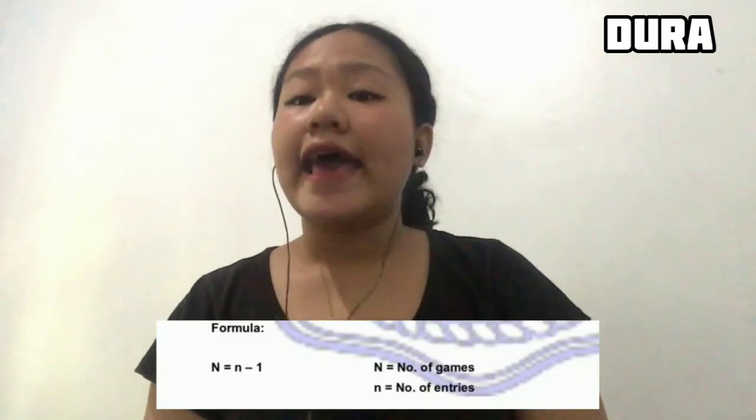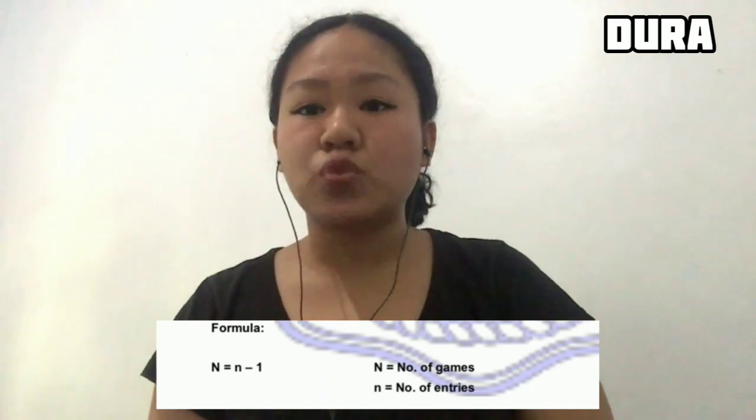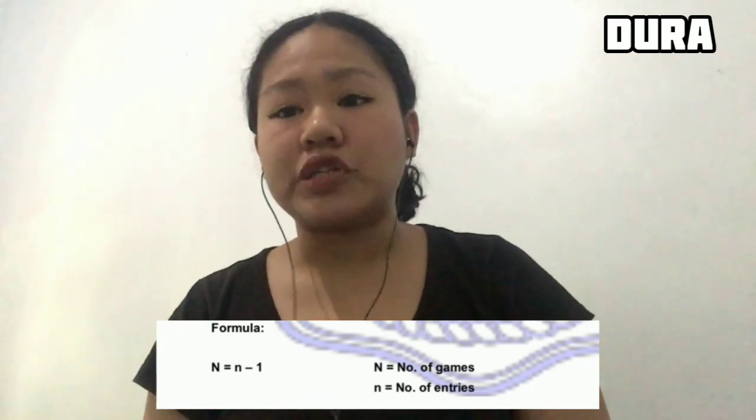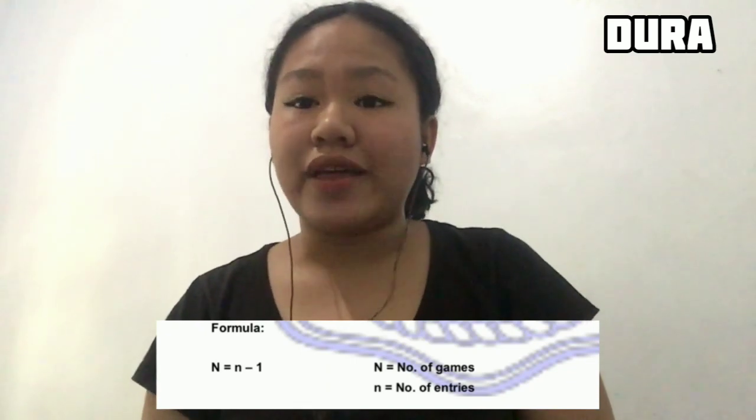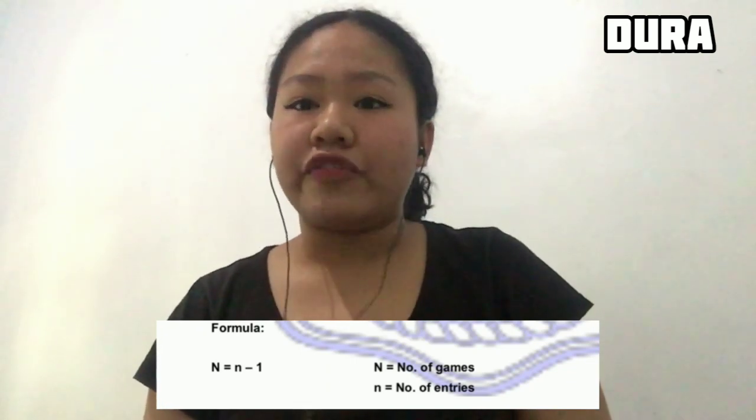Single elimination refers to a system where a team has to be defeated once in order to be eliminated. But in order to get the number of games, the formula has to be used. It is N equals n minus 1. The capital N refers to the number of games, and the small letter n refers to the number of entries. And to determine the number of byes, you need to subtract the number of entries from the power of two higher than the number of entries.